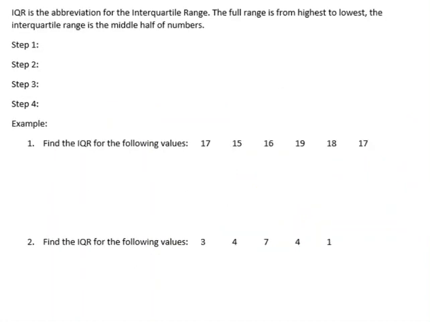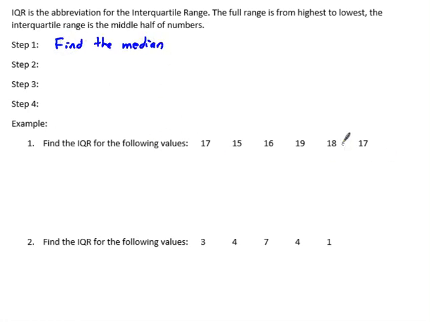The IQR is the abbreviation for the interquartile range. The full range is from highest to lowest, and the interquartile range is like the middle half of both of those. So step 1, we're going to find the median.